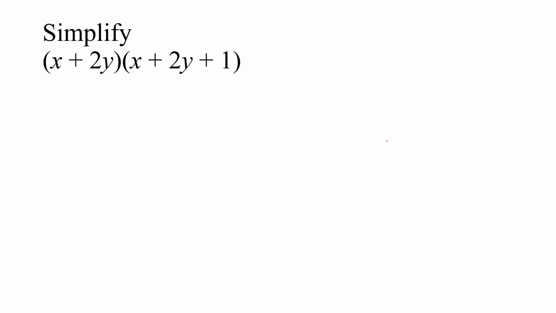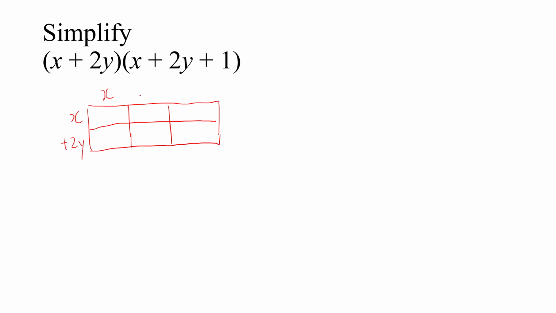Lastly, let's look at this question. This question is quite similar, but you cannot use the bait method already. For this, we have to go back to our good old block method. So I will have x here plus 2y divided into 3 parts. x plus 2y plus 1. x times x gives me x squared. x times 2y will give me 2xy.